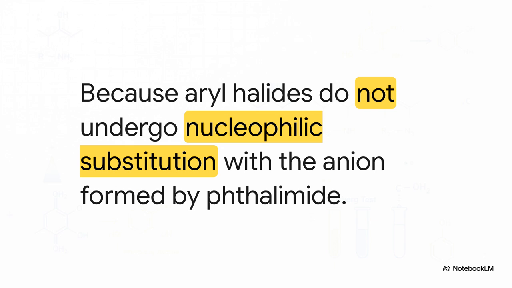That step is a nucleophilic substitution reaction. The problem is, aryl halides, things like chlorobenzene, are notoriously stubborn. They just do not want to do nucleophilic substitution. That phthalimide anion we make, it's just not powerful enough to attack that stable benzene ring and boot out the halogen. This is a really, really key concept, so make sure you remember it.